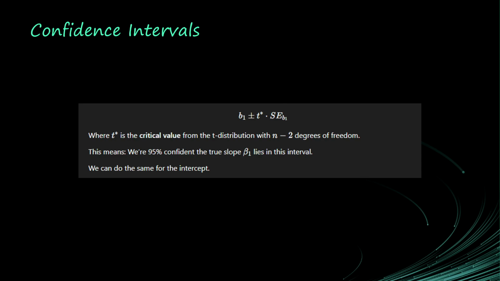So once we know the standard errors, we can build the confidence intervals. Let's say we want a 95% confidence interval for the slope b1. It looks like this: b1 plus or minus t star times SE sub b1, where t star is the critical value from the t distribution with n minus 2 degrees of freedom. This means we are 95% confident the true slope lies in this interval. We can do the same for the intercept.